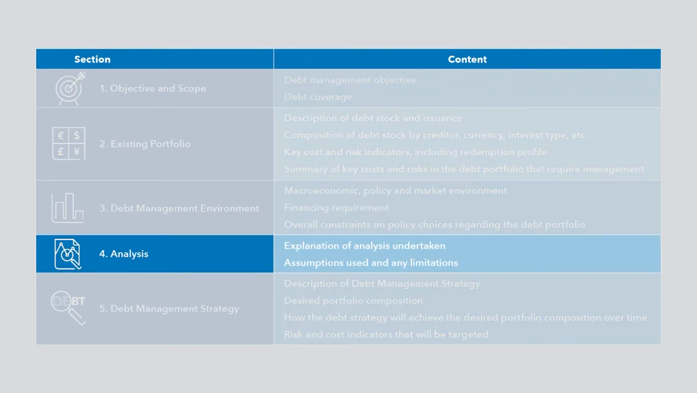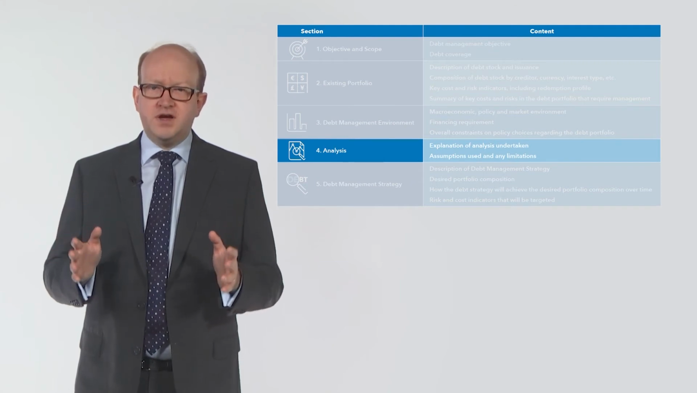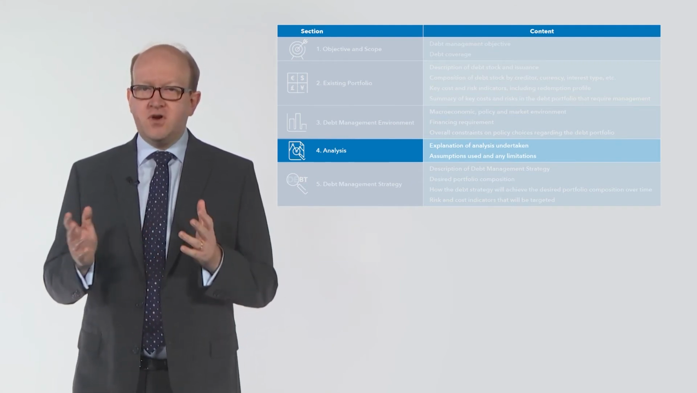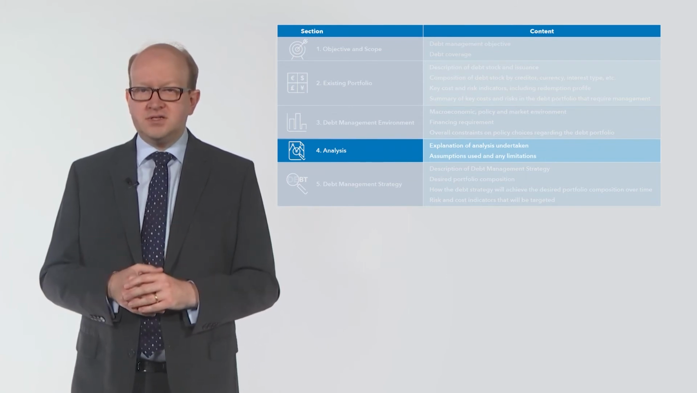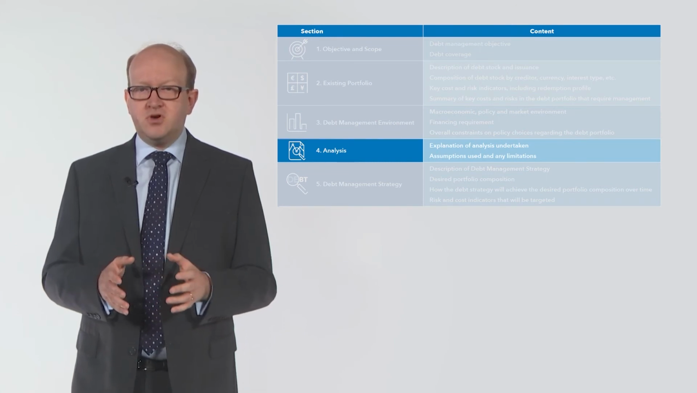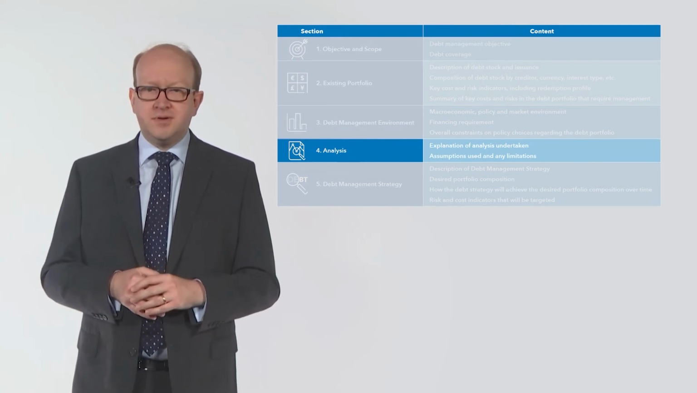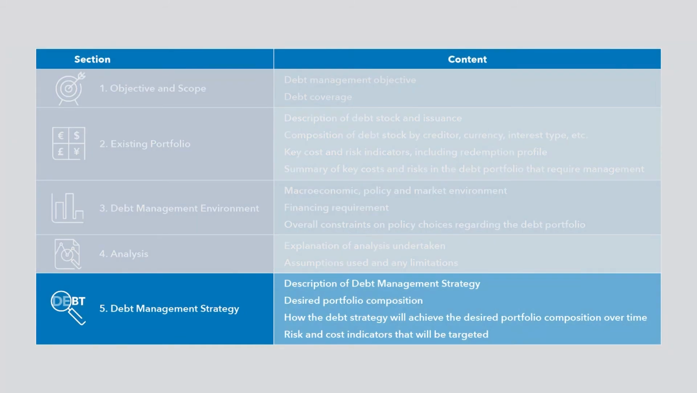Analysis. This section provides a brief explanation of the types of analysis, both quantitative and qualitative, undertaken to support the decision on the approved strategy. Any limitations of the analysis should be identified. It is not advisable to describe the various alternative or hypothetical strategies that were considered or underlying quantitative analysis. If it is decided to disclose those details, this should be through a separate document such as a technical working paper.